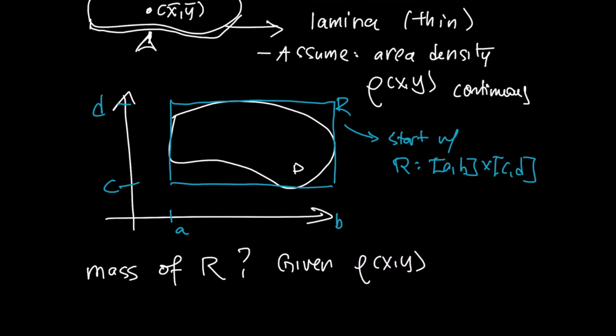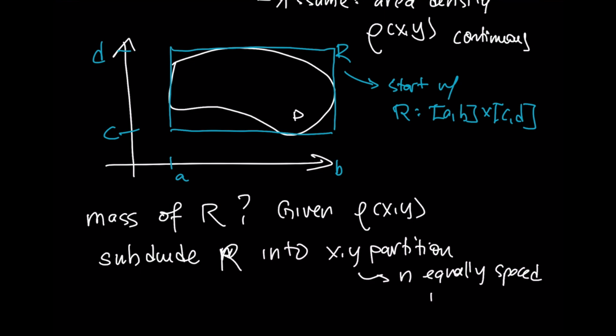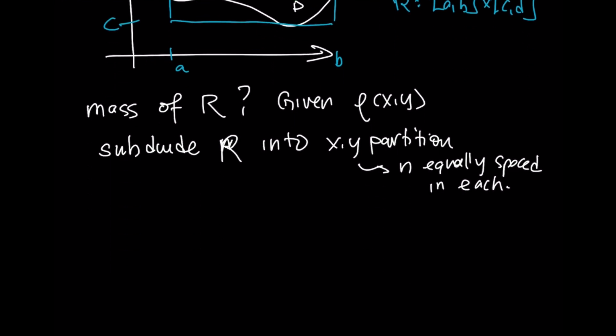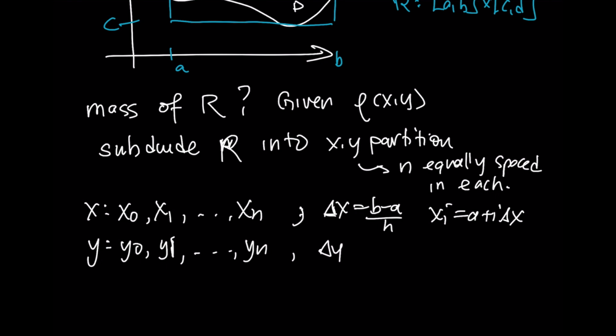So what we're going to do is subdivide this region R into x and y partitions. They're going to be n equally spaced in each direction. X partitioning into x0, x1, all the way up to xn. Delta x is b minus a over n, and then xi is just a plus i delta x. Our y will be partitioned into something similar, all the way down to yn. Delta y will be d minus c over n, and we'll have a general point c plus j delta y.